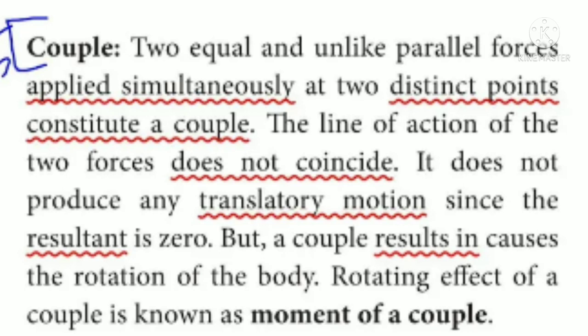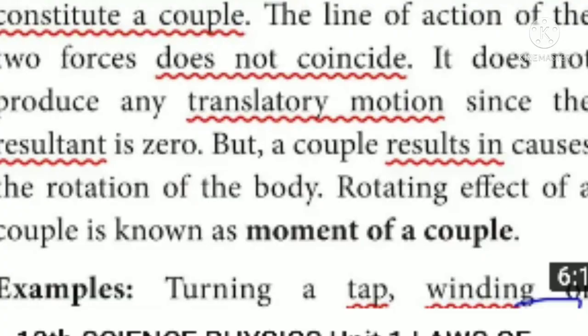Why does it not produce any translatory motion? Because the resultant is zero. But a couple causes the rotation of a body. The rotating effect of a couple is known as moment of couple. What's the example of moment of couple? Turning a tap, winding or unwinding a screw. Okay, these are the examples of moment of couple.